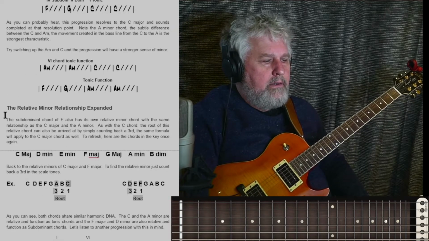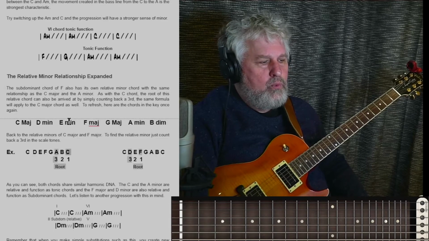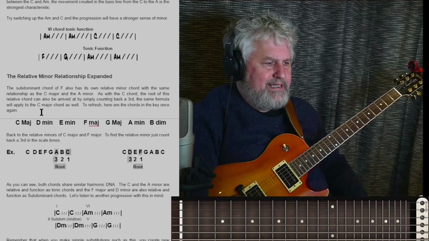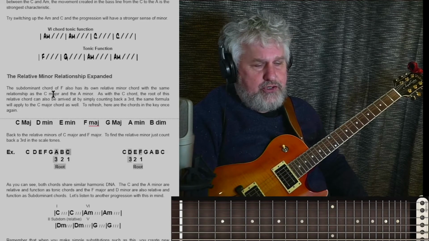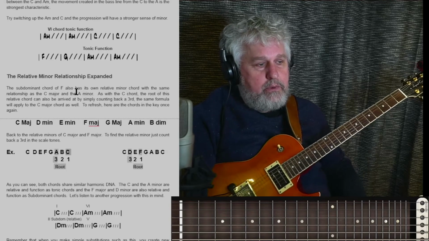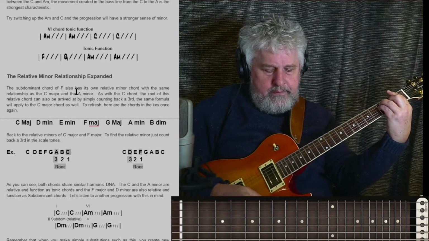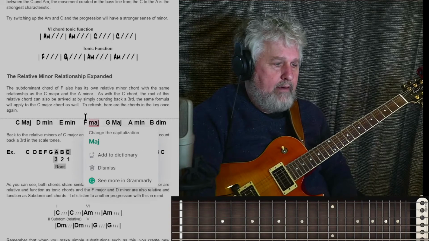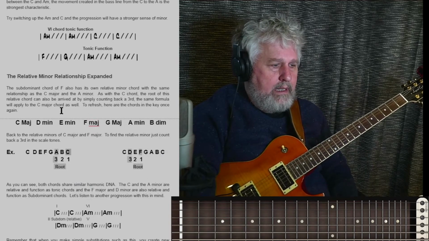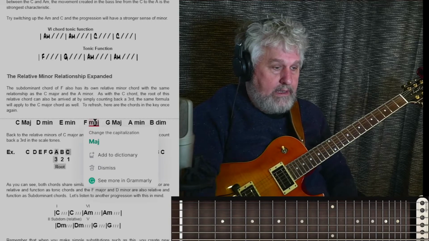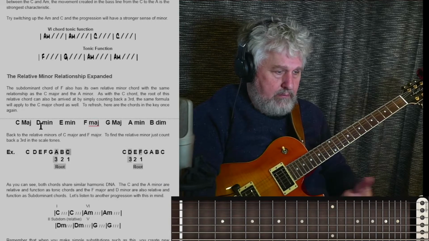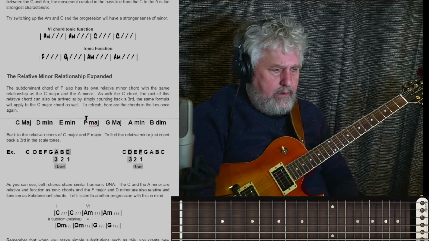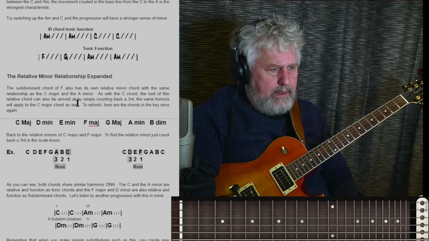So, the relative minor relationship expanded. The subdominant chord of F also has its own relative minor chord, with the same relationship as between C major and A minor. So if we go from F major down to D minor, we have this relationship of a relative minor, a minor third below, the same relationship as we have with C major and A minor. We have it with F major and D minor.